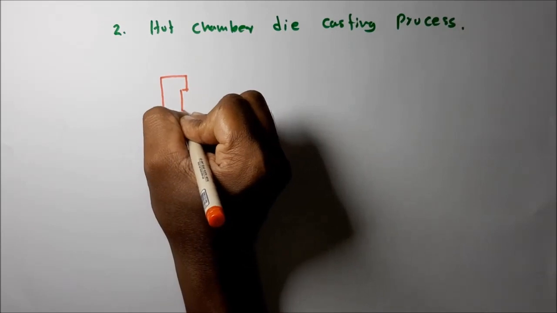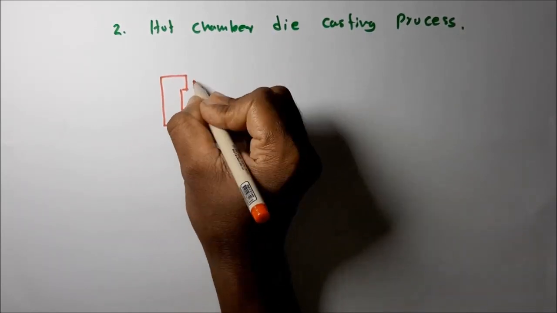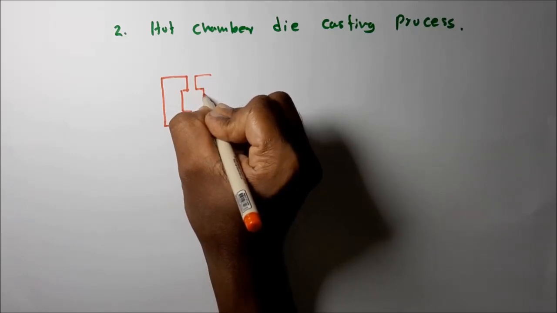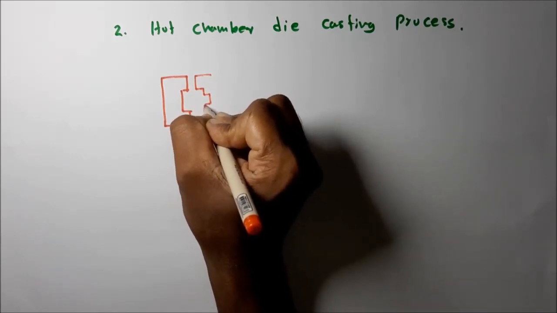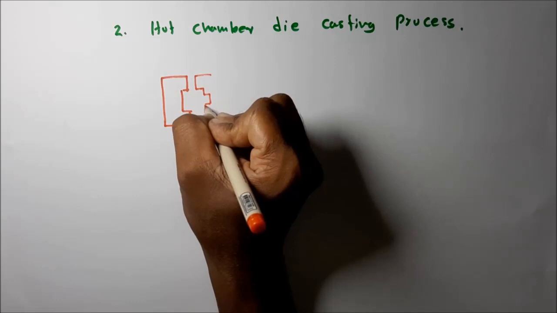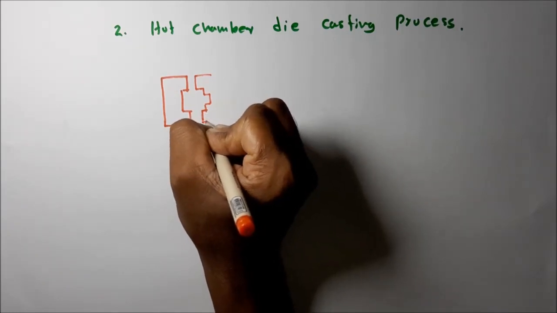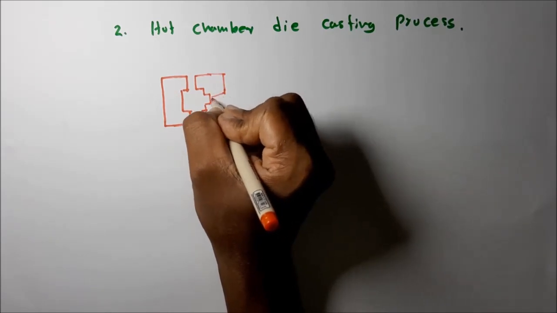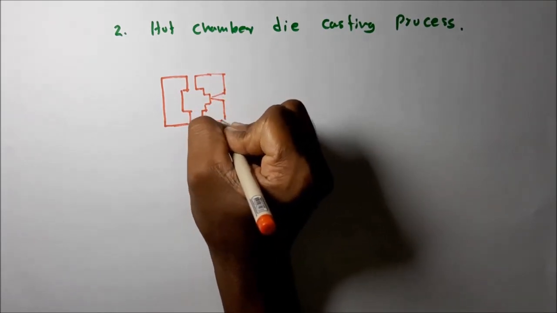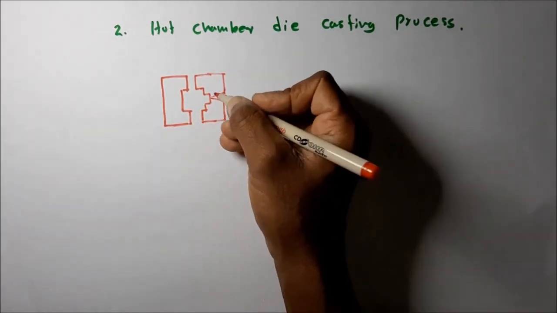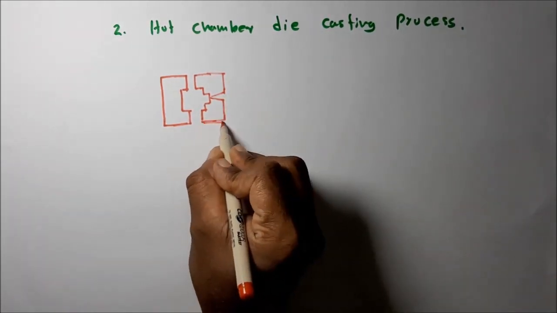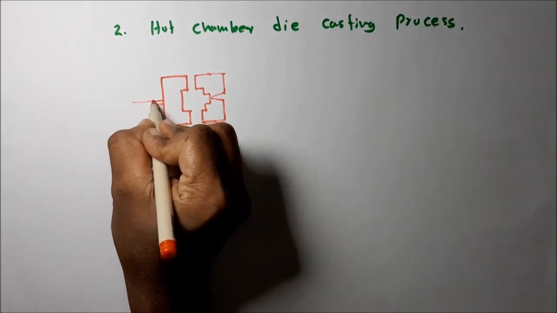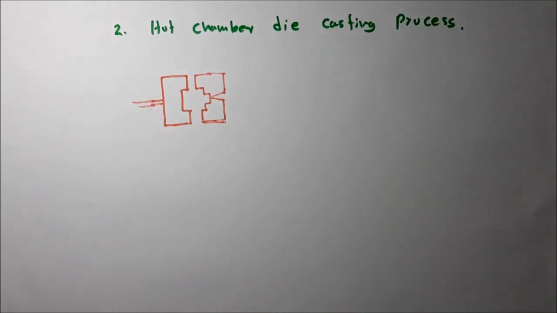hydraulic mechanism used to open and close the mold. This part is the same. It also has the fixed half of the mold die and the movable half of the die. Okay, this part is common for the hot chamber die casting process also.